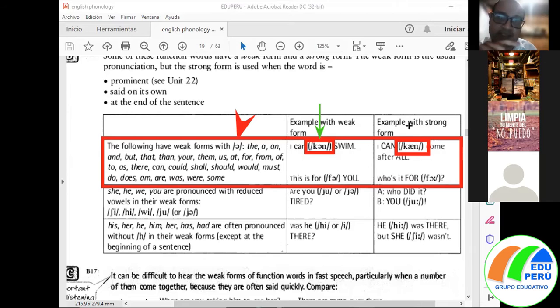In the first one, which is the most used, is the weak can. And the second, with the full vowel, can. I can come after all.